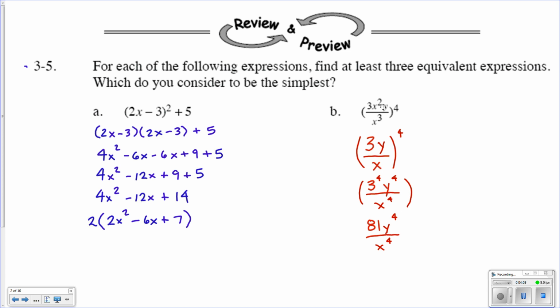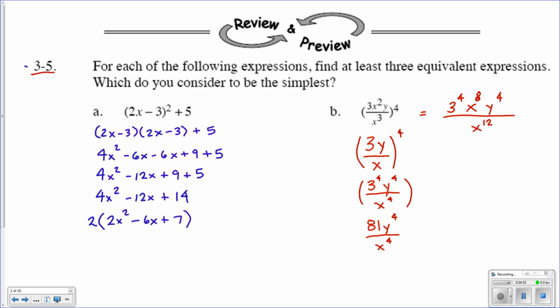For time's sake, I'm going to just go ahead and leave it as it is, but there are more. You could raise each of these to the fourth power right off the bat. Actually, let's just do one more. This is the same thing as 3 to the fourth, x squared to the fourth, which would be x to the eighth, and then we have y to the fourth over x to the third raised to the fourth power, which would be x to the 12th. That's another one there. So that's 1, 2, 3, 4 that you could end up with. And you could probably even end up with more, just depending on which approach you take.